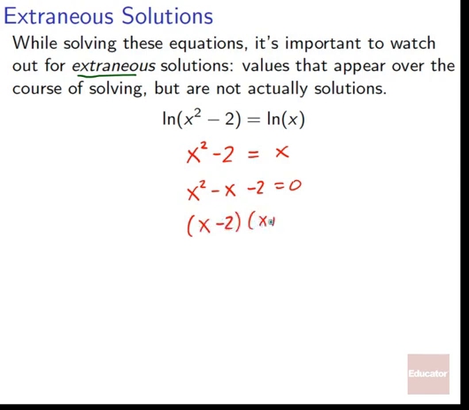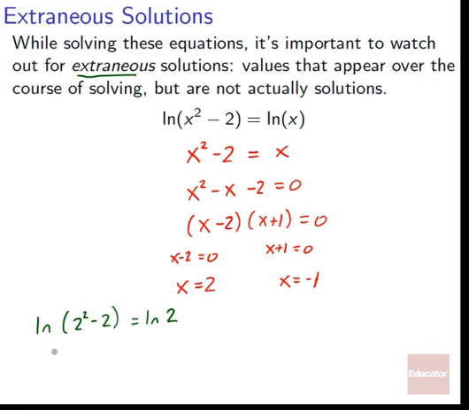We get x minus 2 times x plus 1 equals 0. We solve both of those, so x minus 2 equals 0, x plus 1 equals 0. We get x equals 2 and x equals negative 1. Now, if we go back and we try to work this out, if we plug in x equals 2, things are pretty reasonable. We get natural log of 2 squared minus 2 equals natural log of 2. So this is natural log of 4 minus 2 equals natural log of 2, and then natural log of 2 equals natural log of 2. Hey, that's perfectly reasonable. But if we try x equals negative 1, we'll see some problems very quickly.